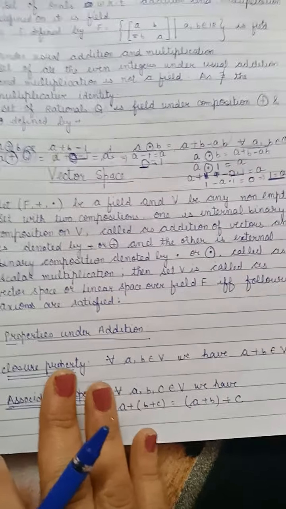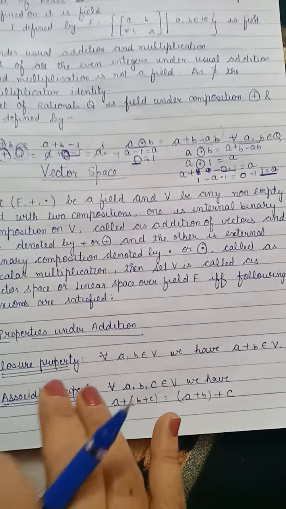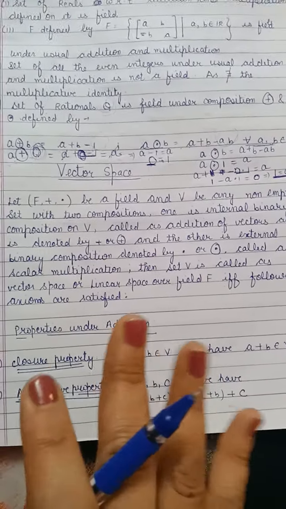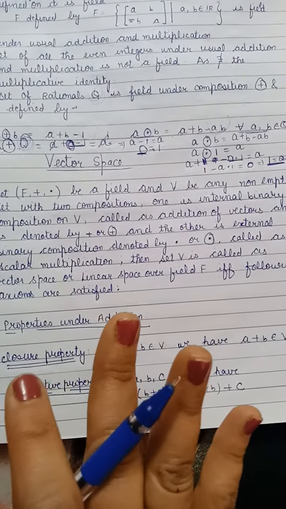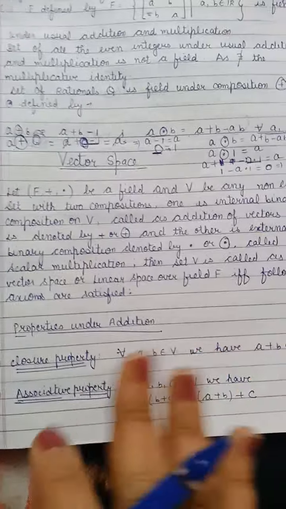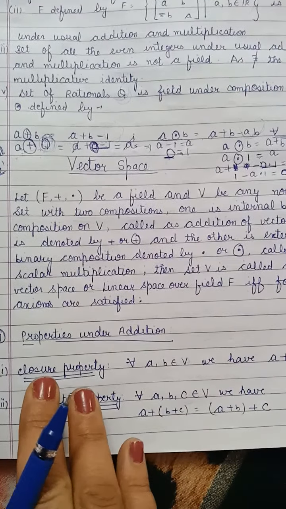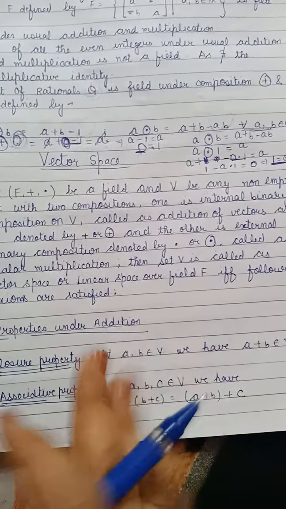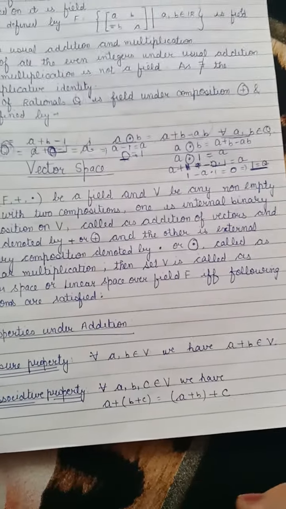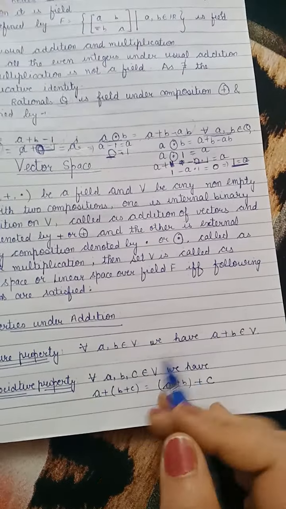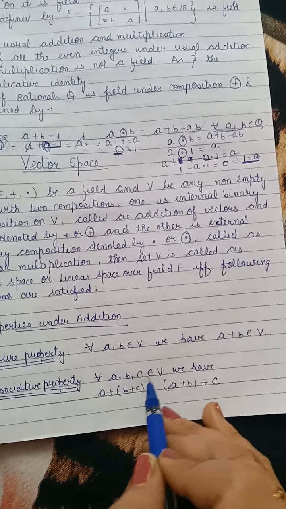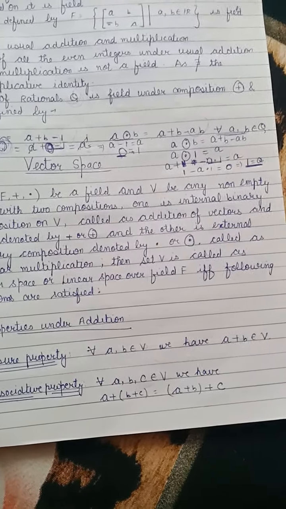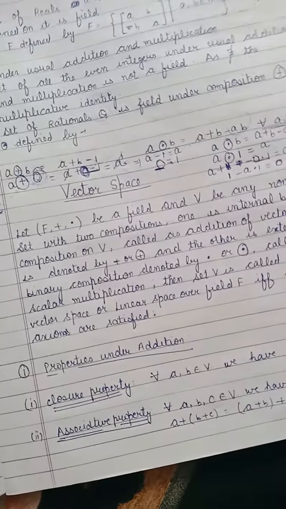That means if we have to prove a set to be a vector space, then first of all the vector space has to satisfy its five properties under addition. What are those properties? Those are the closed property and the associative property. Means there must be association between the elements of the set under addition. That is, you add B and C and then add A, or add A and B and then add C, every time you must get the same answer.